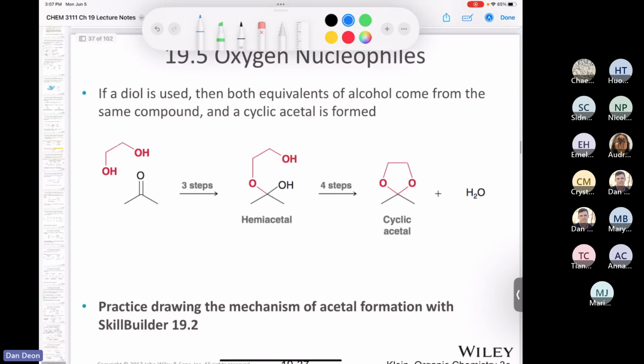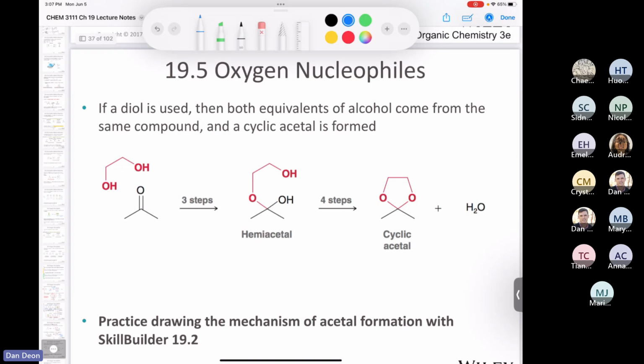acetal. And so you might be wondering, or maybe you're not wondering, but maybe you are. What if I had a diol? Right? What if I used ethylene glycol? Ethylene glycol, this molecule here, is found in antifreeze. What if I took that and made a hemiacetal, then an acetal? I'd end up with a cyclic acetal, wouldn't I? The answer is absolutely you would. And we love to use cyclic acetals. Organic chemists are hung up on them. Why? Because they make great protecting groups.